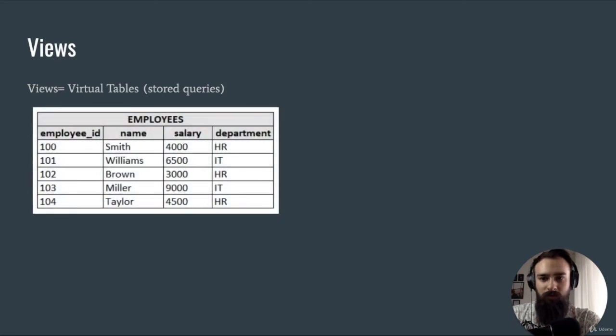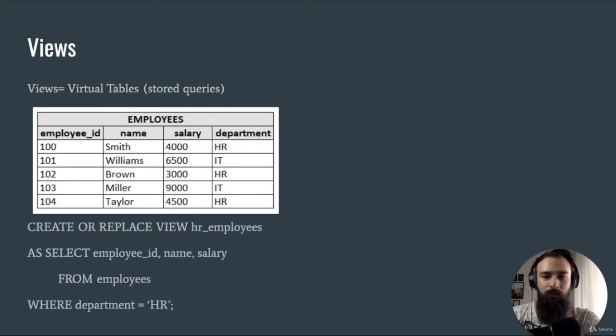How do we do that? Well, we have a table. Let's say the employees table with employee ID, name, salary, and department. And we want to build a view only containing the HR employees. We do that by creating or replacing a view. The database will create the view HR employees, and if it already exists in the database, it will replace it with the following select statement.